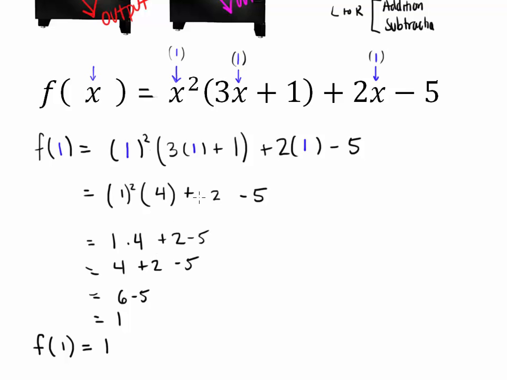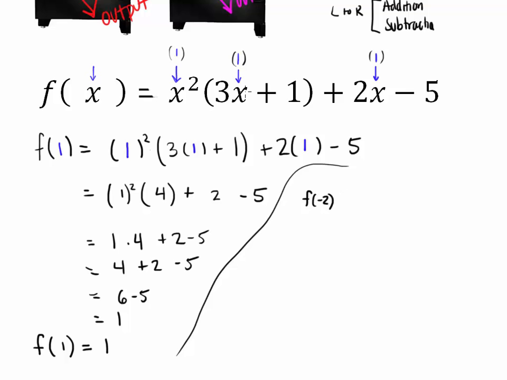Let's try another one. Same function. We'll keep that up there, we don't need to erase it. I'll just try to write a little bit smaller over here. Let's plug in a negative number this time. Let's do -2 and see what happens. This is a new problem over here. I can scoot it over now that I drew that line to separate it. This is f of -2.